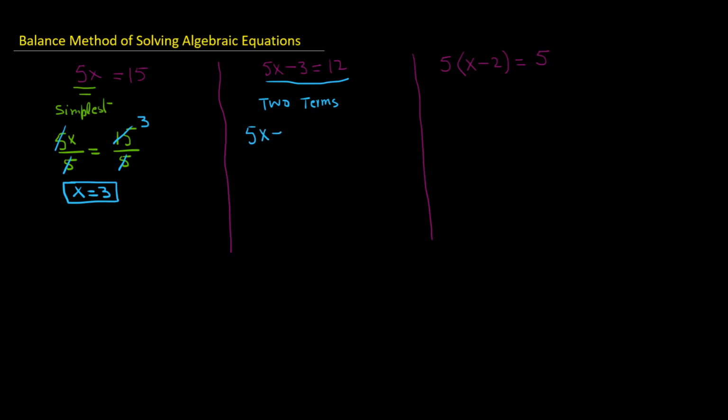So in order to get rid of minus 3, what do we do? 5x minus 3, we add plus 3 to remove this term. And this plus 3 should be added on the other side. So here we get 5x, because minus 3 plus 3 is 0. On the right hand side we get 15. So now we remove this 5 as we have done in the last example. So x equals 3, just like this.